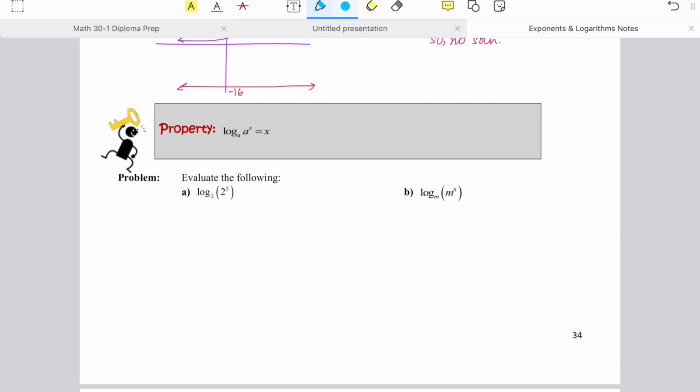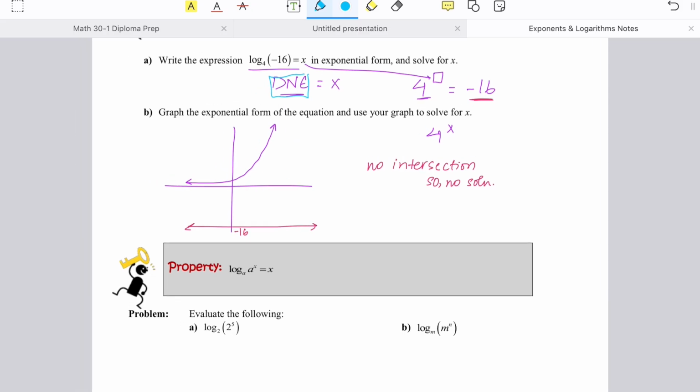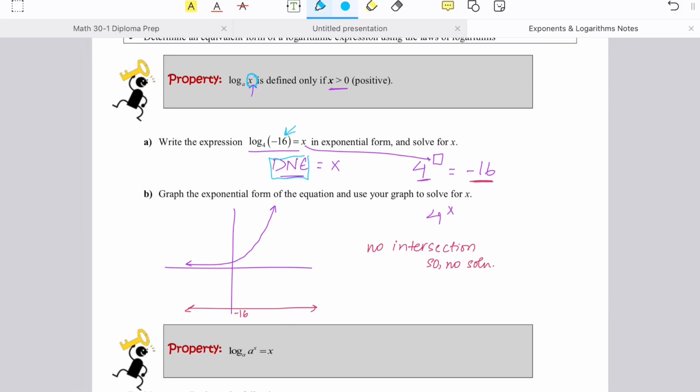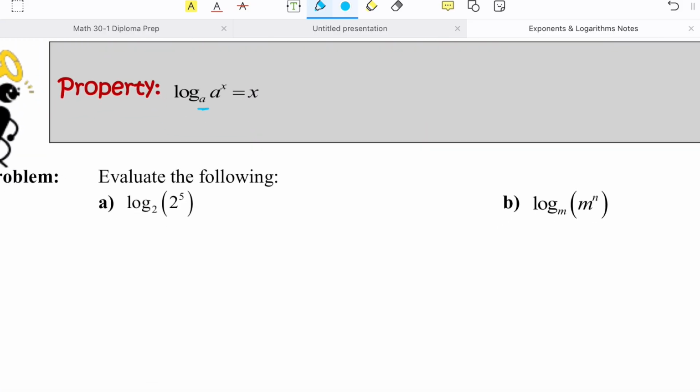Okay, log laws are important. So one important law was that you cannot have a negative value of your x in this case. Okay, if you have log base a of a to the x, that's just gonna be x. So if your base and the thing next to it are the same, it'll just be equal to your power. So in this case, because 2 and 2 are the same, it's just gonna be equal to 5.